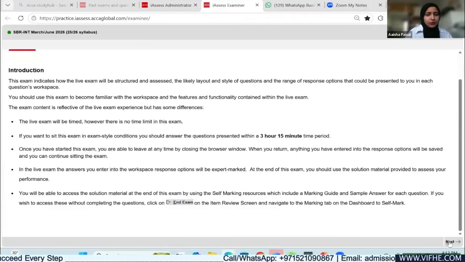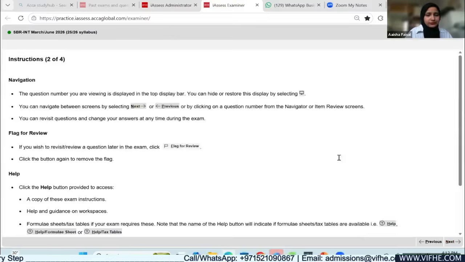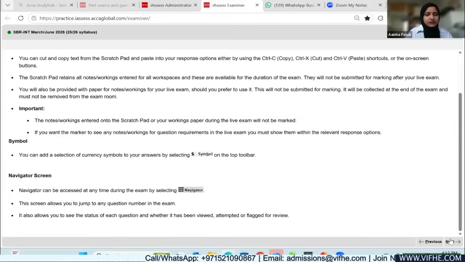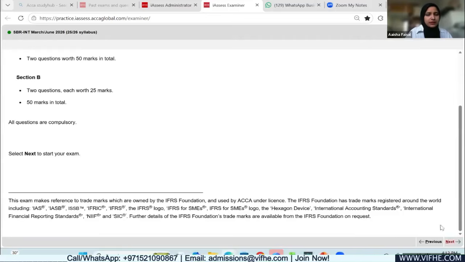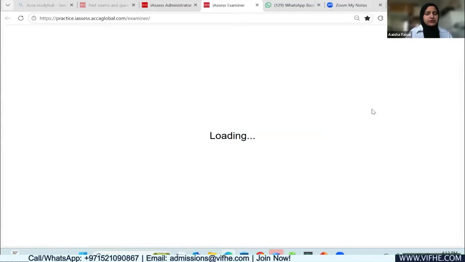So again, you have to view the whole screen, otherwise they will not allow you to go to the next page. Remember this on the exam day. If you get stuck, remember to scroll up, down, right, left, and then you'll be allowed to go to the next screen.